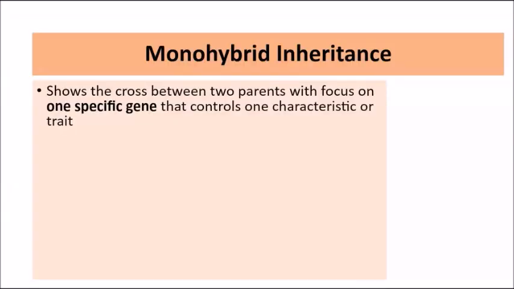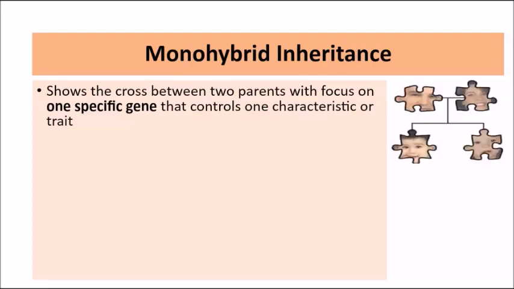So this is one of the first basics of genetic crosses, monohybrid inheritance, simply showing the cross between two parents with specific focus on one specific gene that will control one characteristic or trait. So this is the basics. There's also dihybrid inheritance and trihybrid inheritance, but we're looking at the basics in this video.